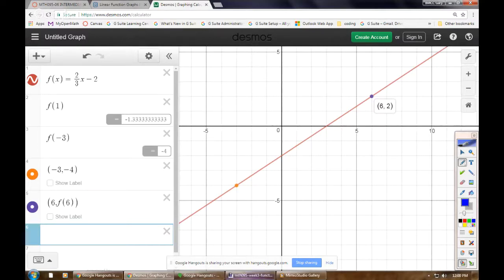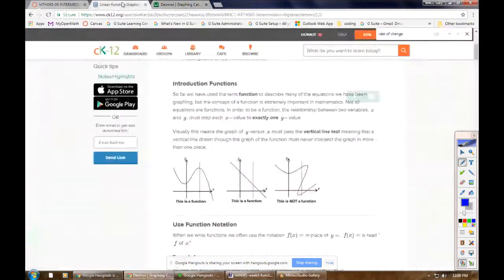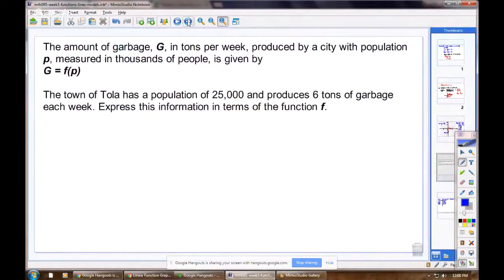So let's look at another example. So many times, relationships between things are functions, meaning given a certain year, there's so many people in a town, there's so much garbage produced by those people, and so on. Functional relationships are all around us. So consider the amount of garbage, we'll call that capital G, in tons per week, produced by a city with a population. The population's P. Catch: population P is measured in thousands.